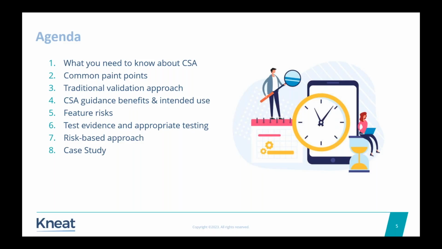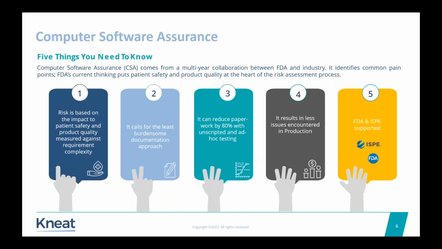What do we need to know about CSA? Computer software assurance comes from a multi-year collaboration between FDA and industry, and this is vitally important. This wasn't something foisted upon the industry by the FDA or any other regulatory body. It was a multi-year collaboration because the FDA make sure that we manufacture product that's safe for use for the patient, and safe for everybody else who wants to use it. So that's very important. It wasn't foisted upon.